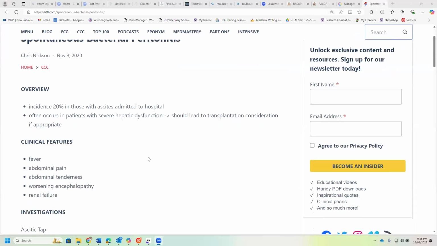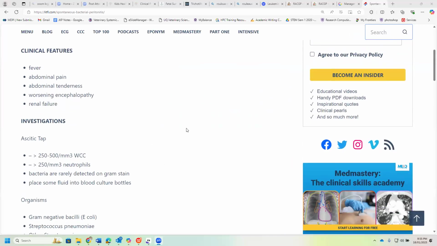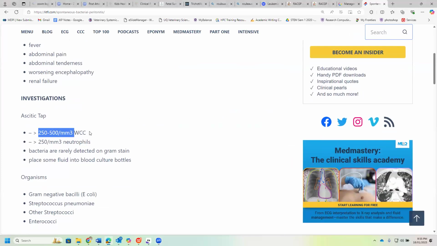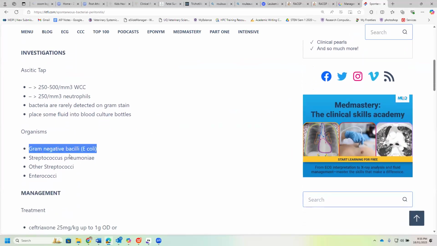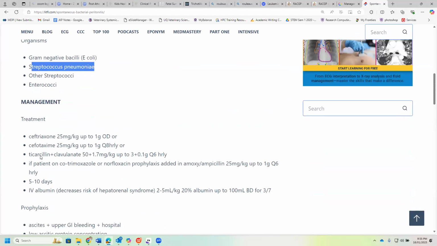It's very common with patients who have ascites, presents with fever, abdominal pain, tenderness, worsening encephalopathy, or renal failure. Diagnostic investigation: you do a tap and there are 250 to 500 neutrophils per cubic millimeter, okay? Organism most commonly is E. coli, Streptococcus pneumoniae, and Enterococcus as well. Management is you give cephalosporins.